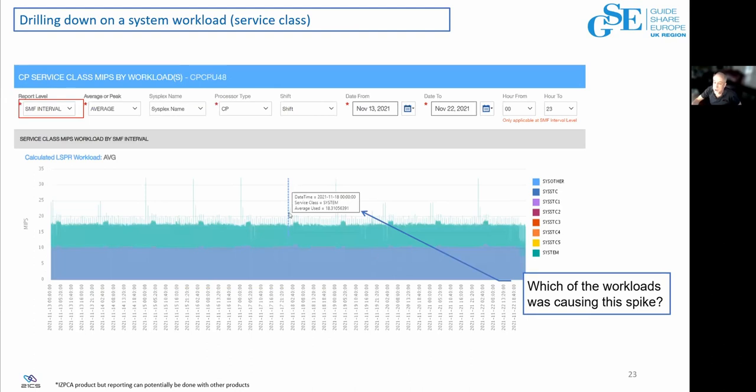Figuring out which of the workloads cause the spike, and once you know which workloads are causing it, you're one step closer to talking to application areas, typically, at least. In this case, it's system, so maybe it's an IBM software bug. Perish the thought.